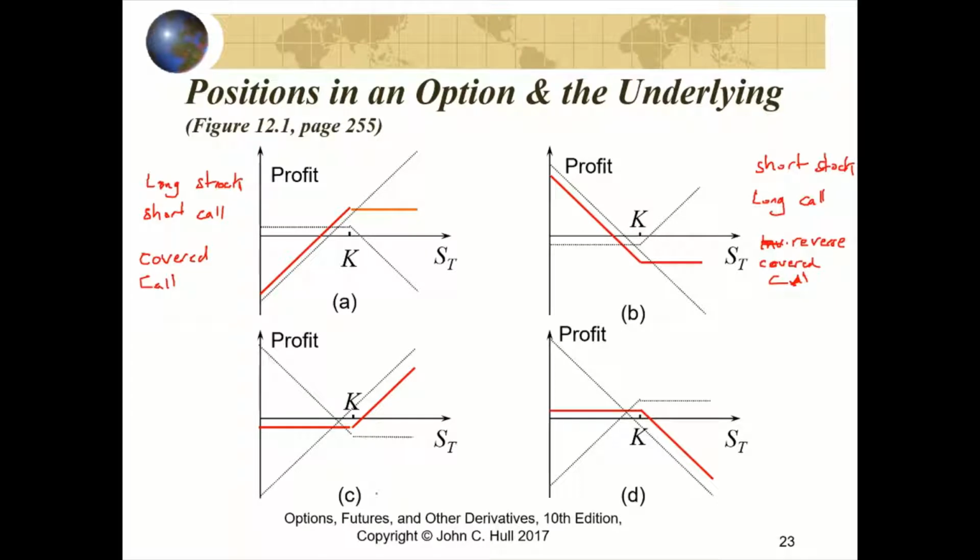The strategy represented in diagram C is basically a position in the stock and an option. Now, which position in the stock? Well, similar to A, it's a long position in the stock. So we have long stock.